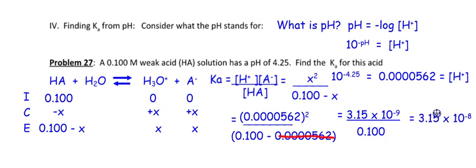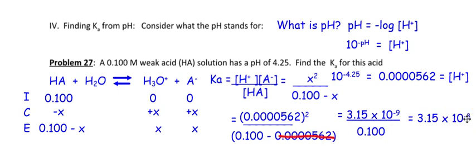That's my Ka value, 3.15 times 10 to the negative 8th. And does it make sense why I canceled this out? Look at my value, 10 to the negative 8th. I bet I couldn't cancel this out if this were actually a much larger number, could I?